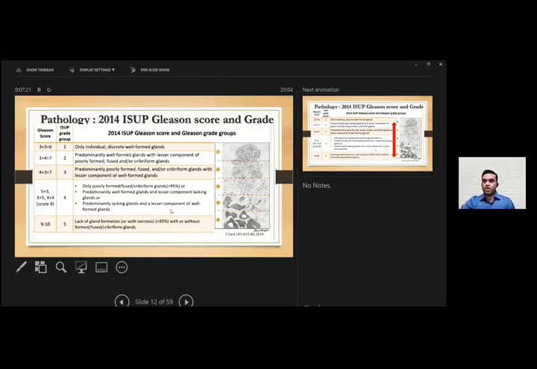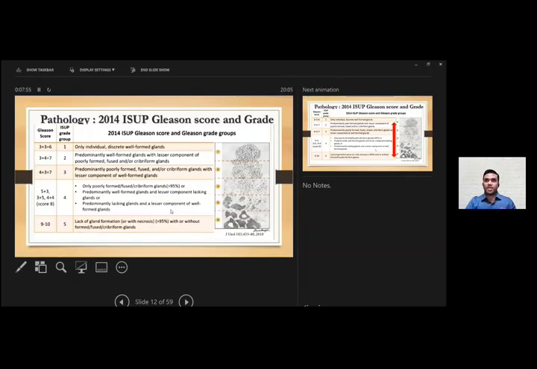and give a grade that is predominant within the specimen. So if the predominant pattern is 5, the grade would be 5. He will then look at the second most predominant pattern of cells that is seen and grade that. So supposing the second most predominant pattern is 4, then the Gleason score would be 5 plus 4. Now this is also called the Modified International Society for Urological Pathology Gleason scoring system.